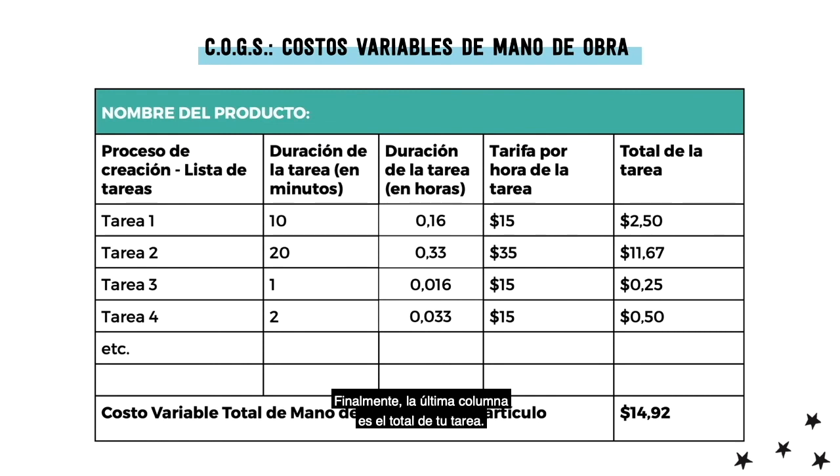Finally, the last column is your task total, and this is your task hourly rate multiplied by the task length in hours. So this really tells you how much each step of the creation process is costing you per product. And finally, at the bottom, we've got the total variable labor cost for this specific item, because again, this is something that you have to calculate for each of your products. And in our example, we get to $14.92.